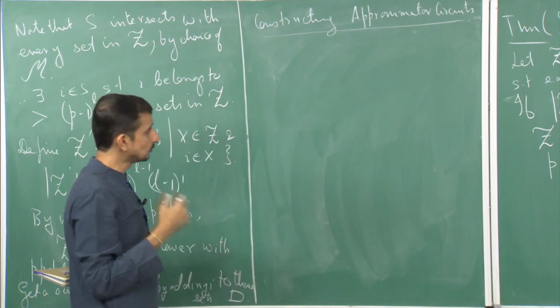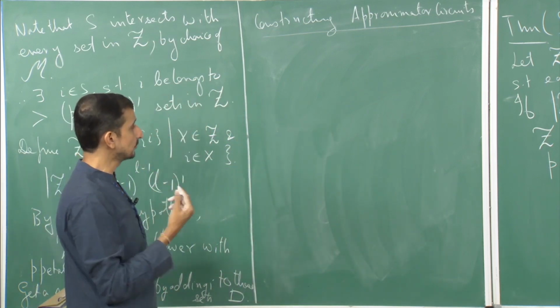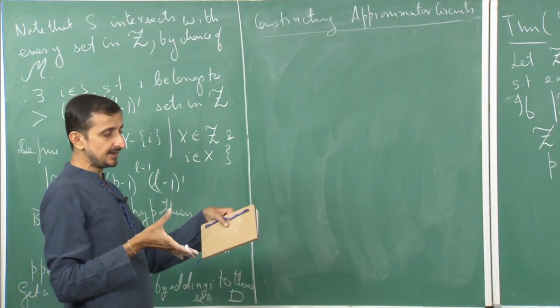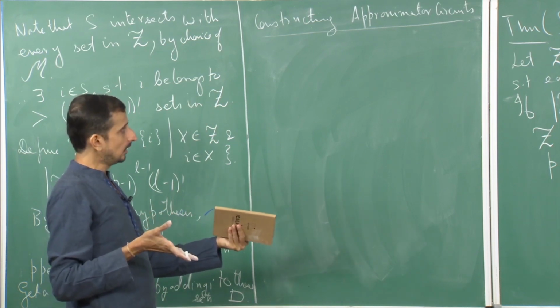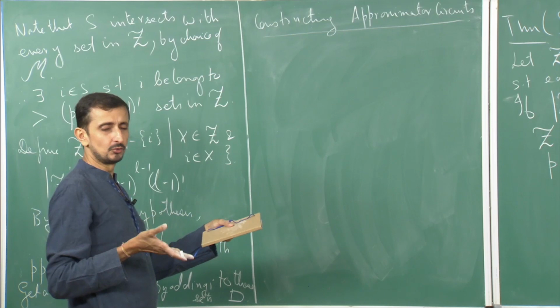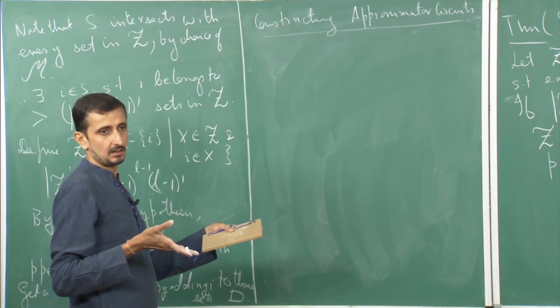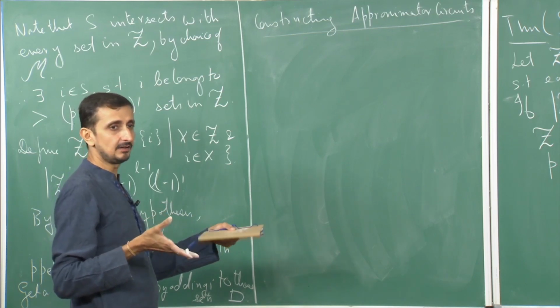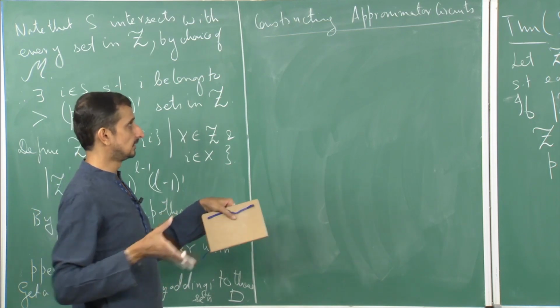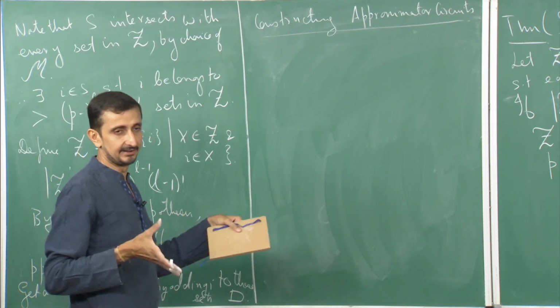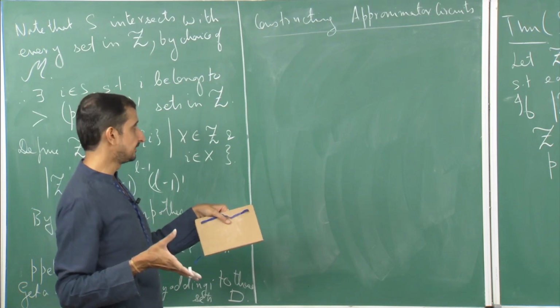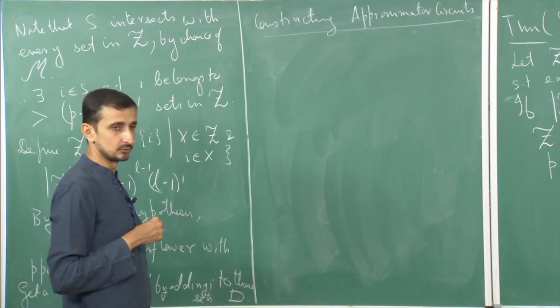Again, just to recollect, I erased the definition. So, what was an approximator circuit? We need an OR of at most M many clique indicators, and each of these sets has size at most L.